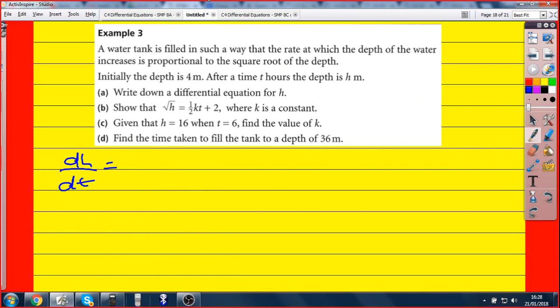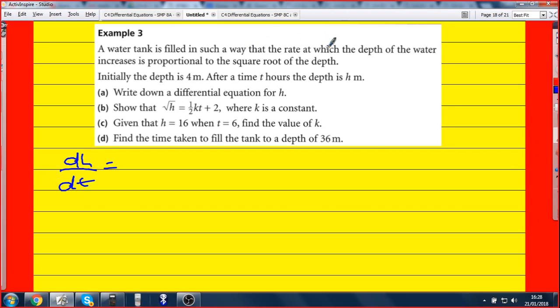Let's take a look. Water tank is filled in such a way that the rate at which the water is proportional to the square root of the depth. So it has to be, let's see, it's filled this way. The rate at which the depth of the water is proportional to the square root of the depth. I think that has to be K root H, doesn't it? K root H.